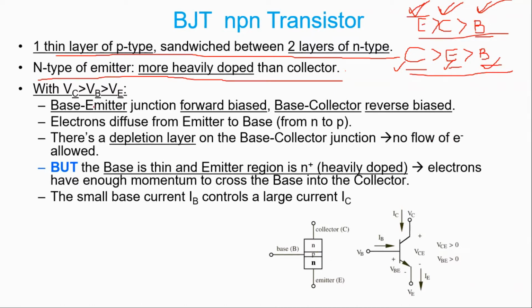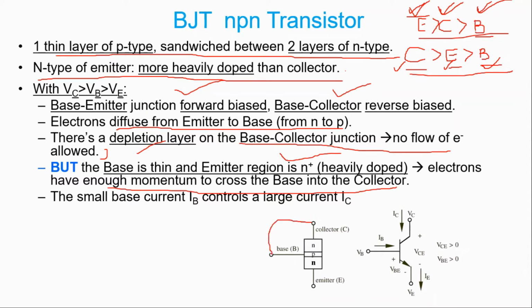Then the base-emitter junction will be forward biased and the base-collector junction will be reverse biased, that you already know. Electrons diffuse from emitter to base. Then at the depletion region of the base-collector junction, no flow of electrons is allowed, because only minority carriers are allowed. Here it is given that the base is thin and the emitter is heavily doped. Electrons have enough momentum to cross the base to the collector. So this is reverse biased, and reverse bias will make these particles move from this to this.